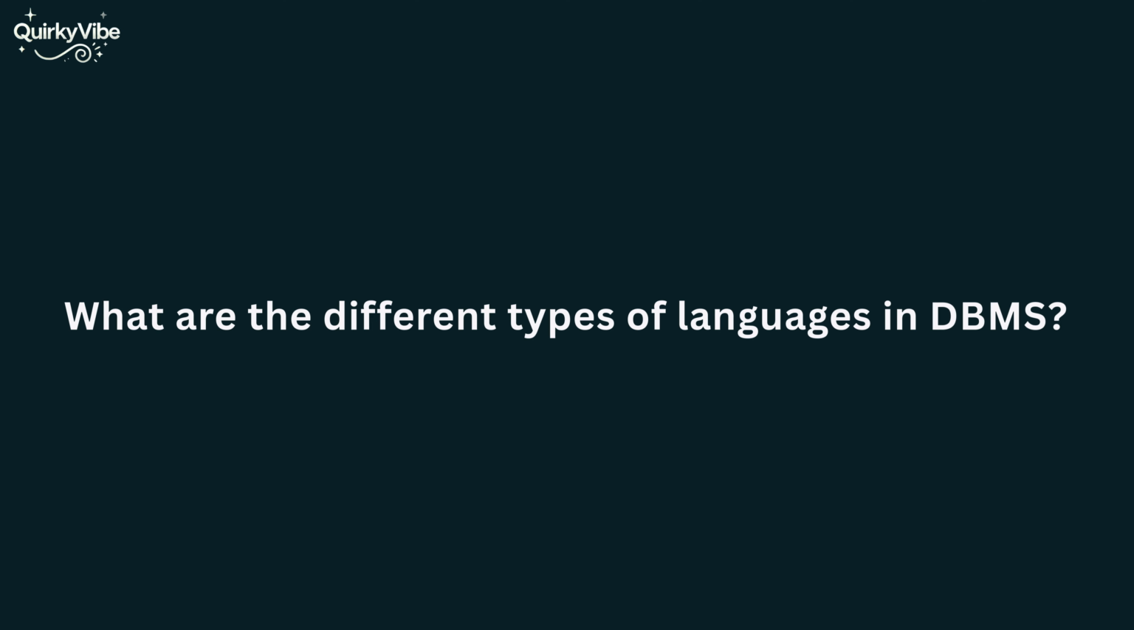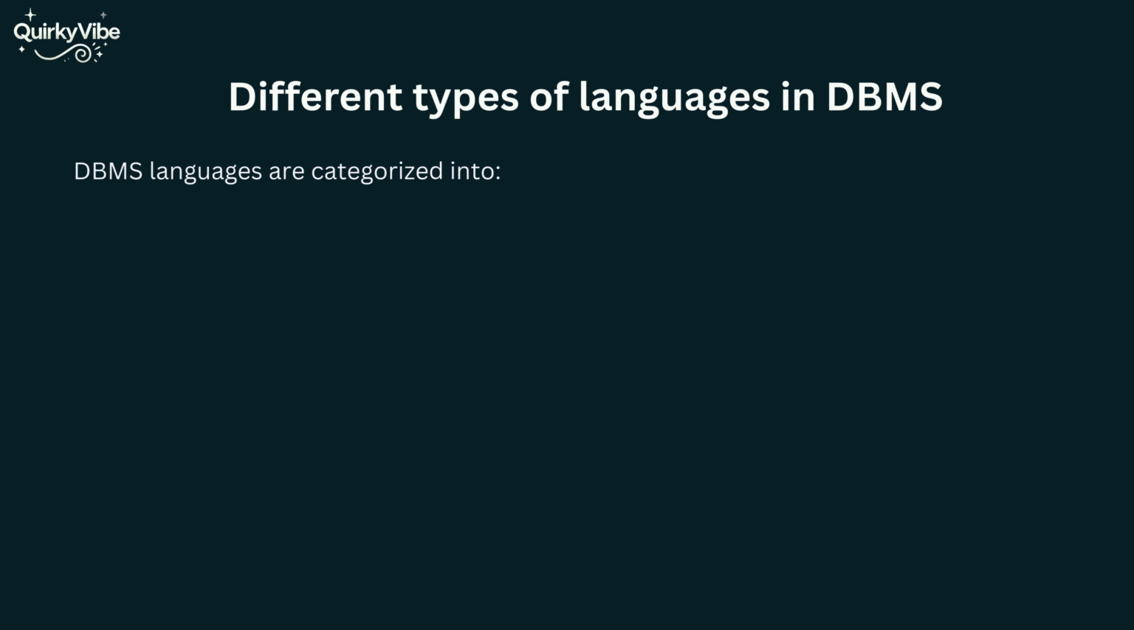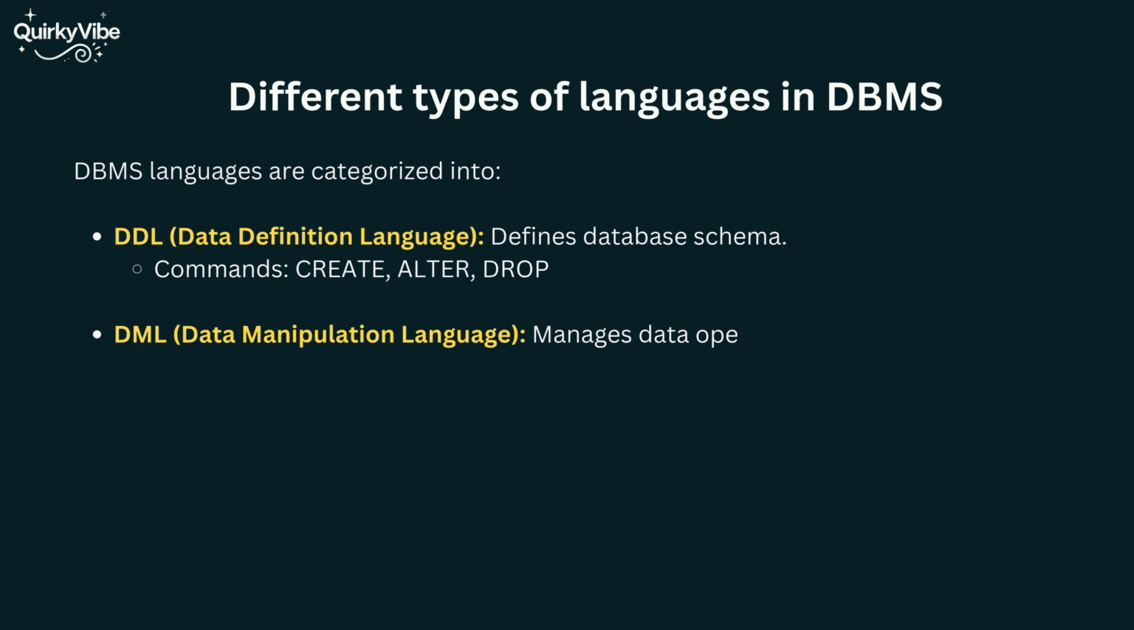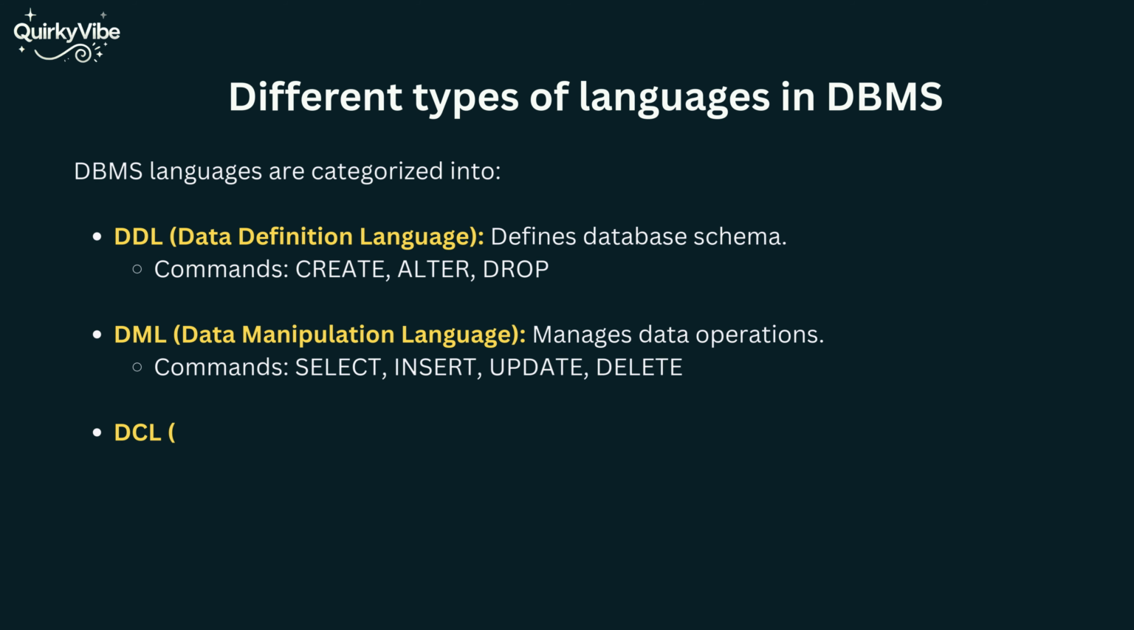What are the different types of languages in DBMS? DBMS languages are categorized into DDL, data definition language, defines database schema. Commands: create, alter, drop. DML, data manipulation language, manages data operations. Commands: select, insert, update, delete.